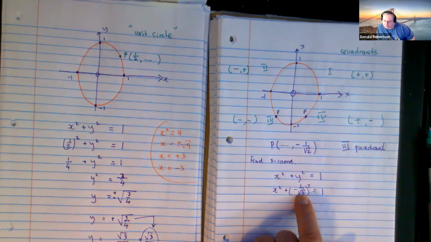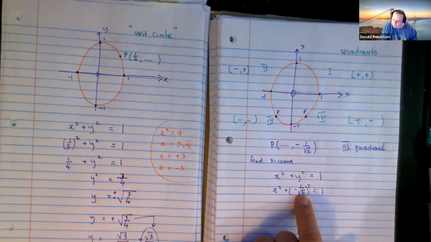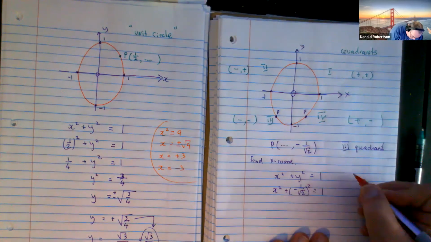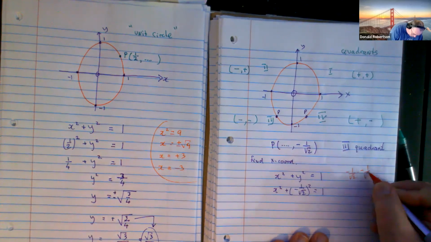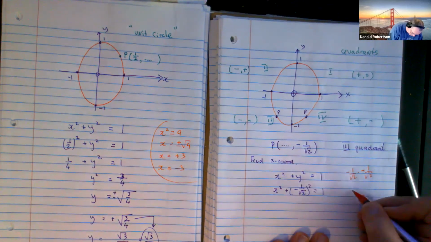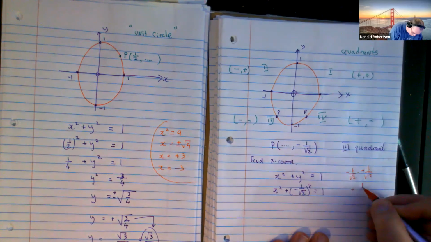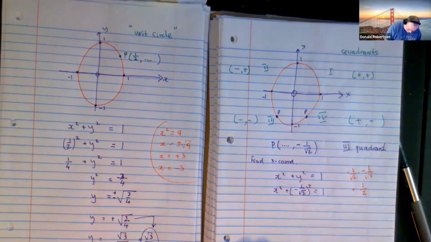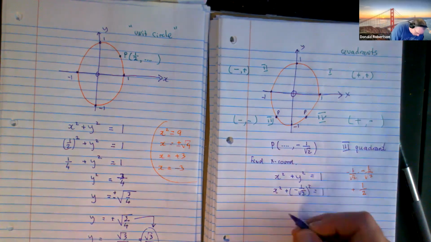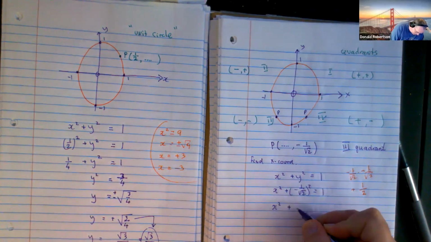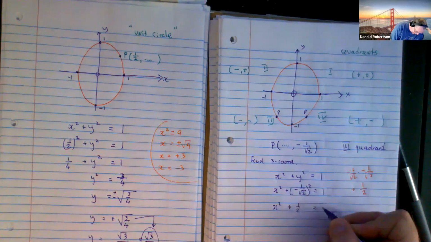Isn't negative 1 over the square root of 2 times itself positive 1/2? You agree? Let me show you. Negative 1 over square root of 2 times itself: 2 negatives make it positive, and the 2 ones get you 1, and these 2 get you square root of 2 times square root of 2. You get 1/2. Agreed? Negative 1 over root 2 times itself is positive 1/2. So I now have x squared plus 1/2 equals 1.